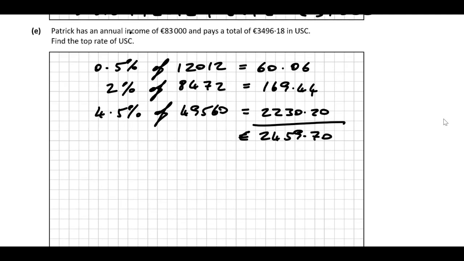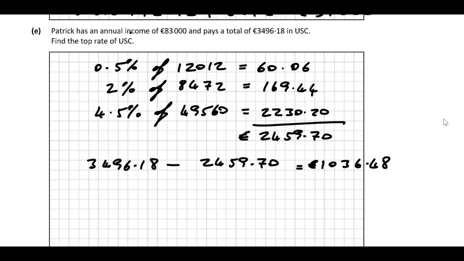So we know that he pays this amount here in total. So the amount that he pays at the top rate is going to be 3496.18 minus 2459.70, which is 1036.48 euros. So he's paying 1036.48 euros at the top rate.